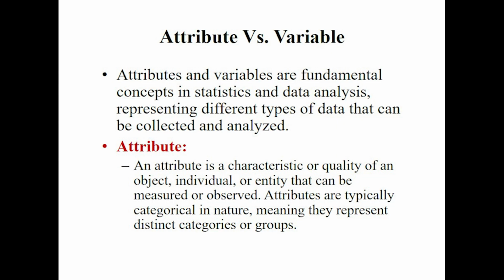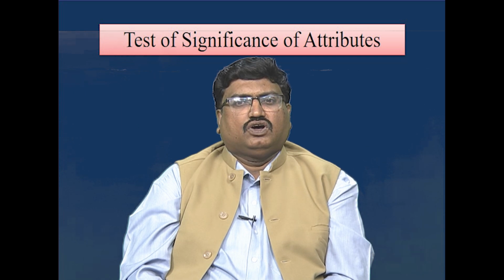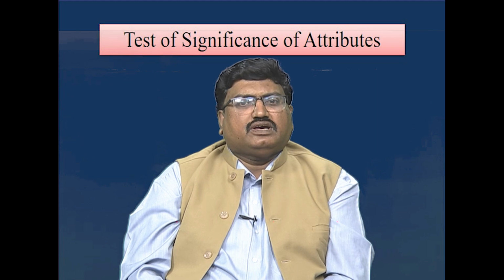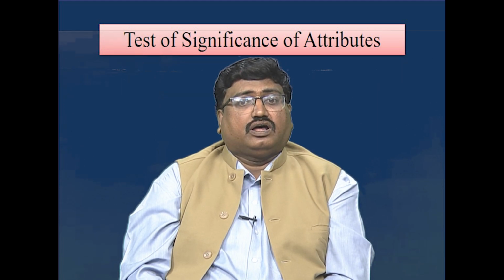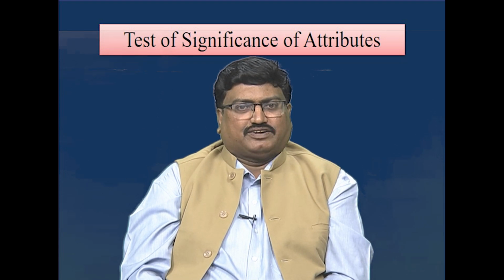So what is an attribute? An attribute and a variable are fundamental concepts in statistics and data analysis, representing different types of data that can be collected and analyzed. An attribute is a characteristic or quality of an object, an individual or entity that can be measured or observed, but it can't be numerically expressed. They are also called categorical in nature, meaning they represent distinct categories or groups. I would say male, female, right? I can distribute them as rich, poor and middle class. It's an attribute.